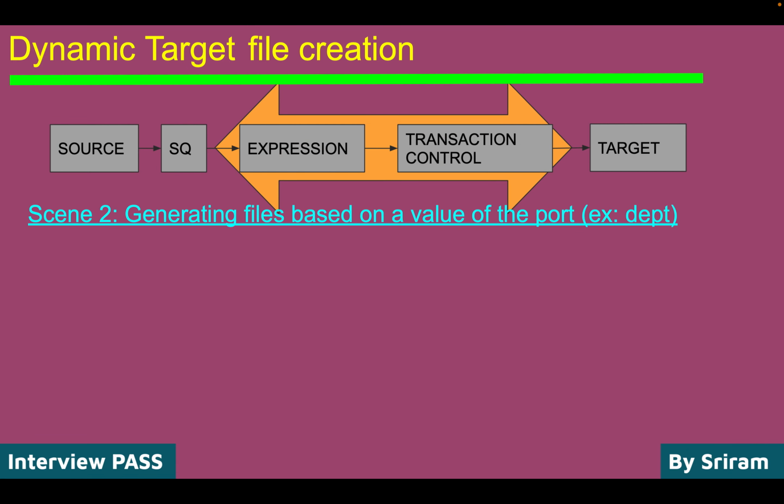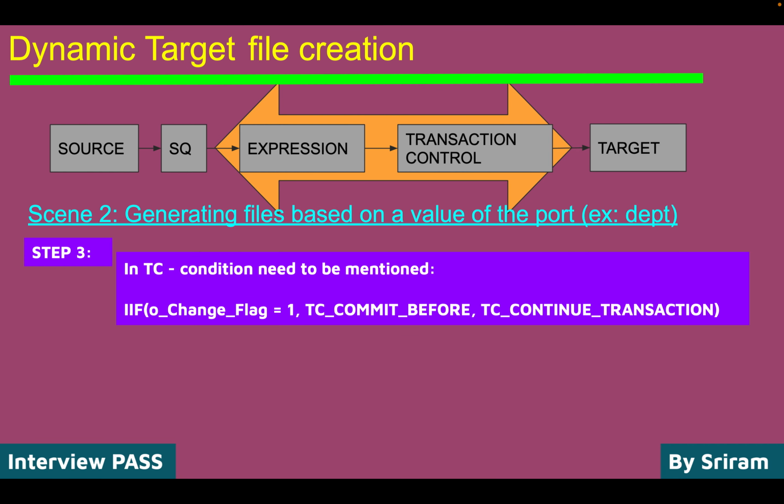The importance of the transaction control here. Step 3. In transaction control, I will put a condition like this. If O_change_flag from the expression is equal to 1, that means the department has been changed for this input record, then TC_COMMIT_BEFORE.